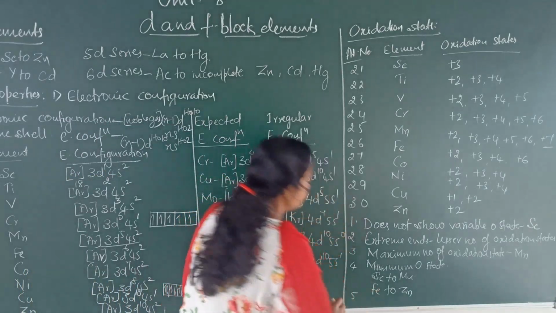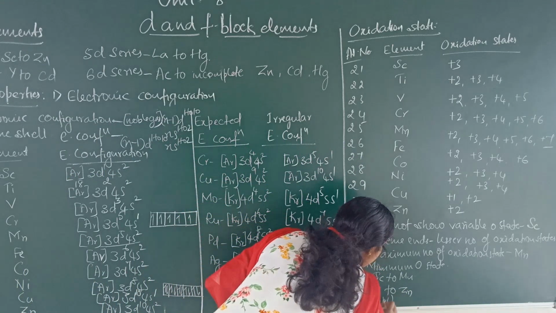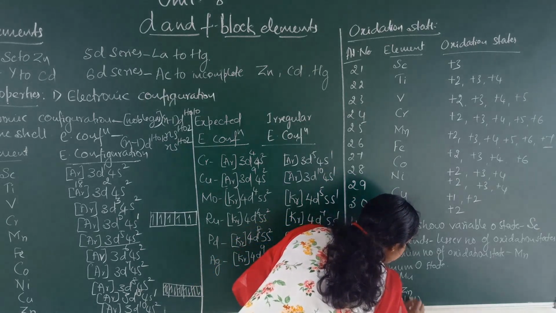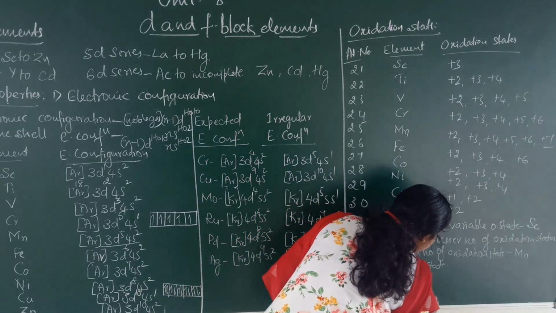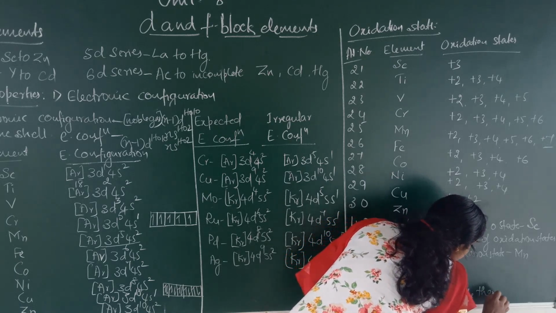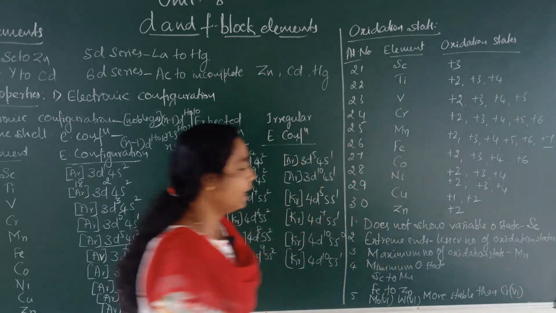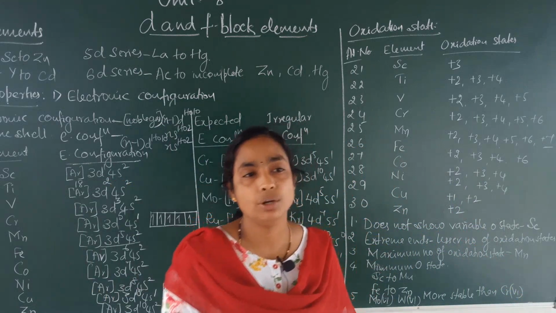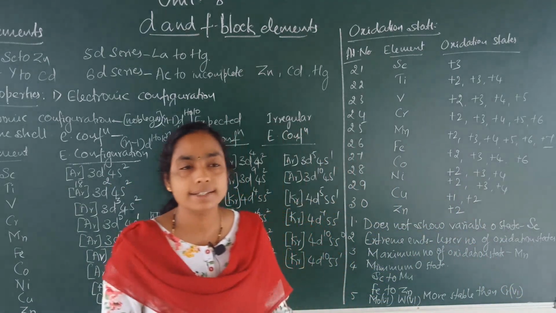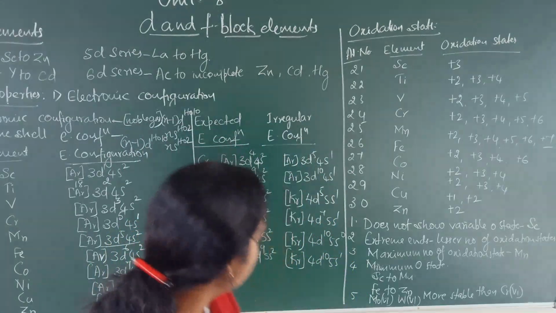Next point, molybdenum 6 and tungsten 6 are more stable than chromium 6. Therefore, dichromate ion can be used as an oxidizing agent, but molybdenum oxide and tungsten oxide are not used as an oxidizing agent.